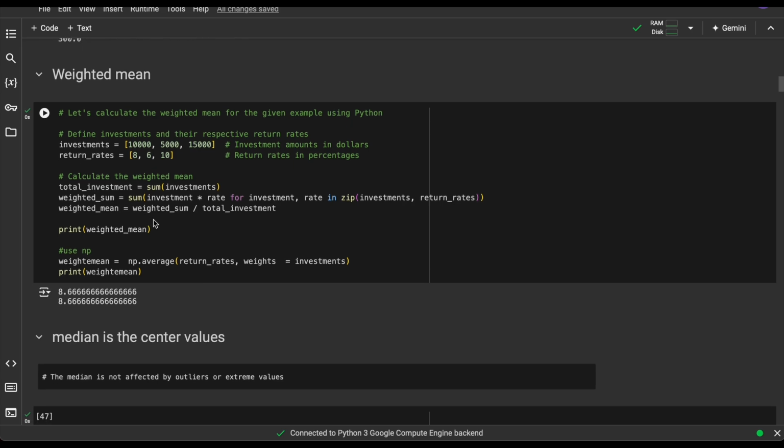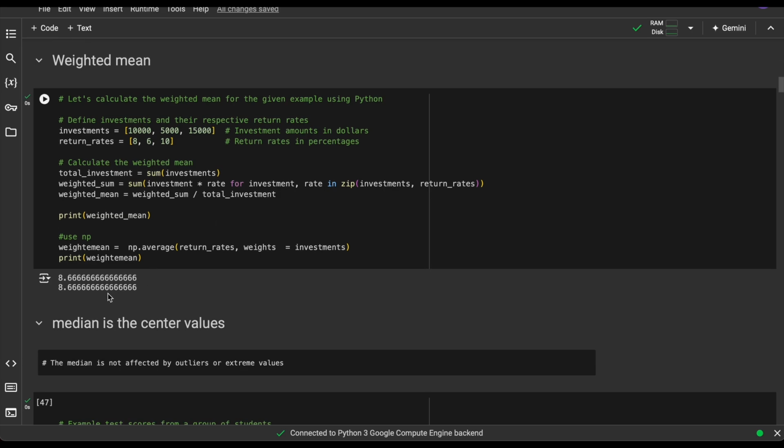And the weighted mean is the weighted sum divided by the total investments. Like this, we got an 8.66 interest rate, and we can also use np.average. If you want to find the average rate of the entire portfolio, but also consider the amount you are investing in each, this approach gives a more accurate picture of the total portfolio, as it reflects how much you invest in each asset.